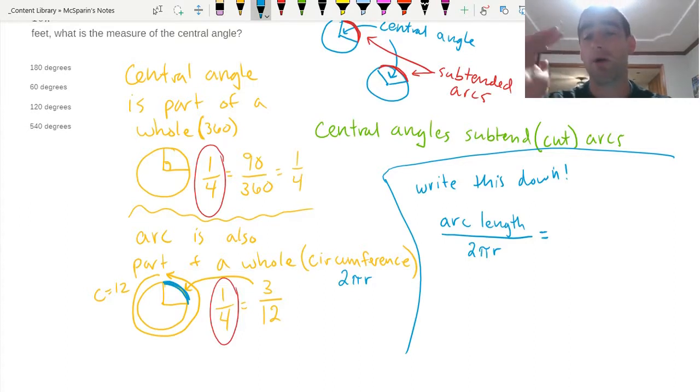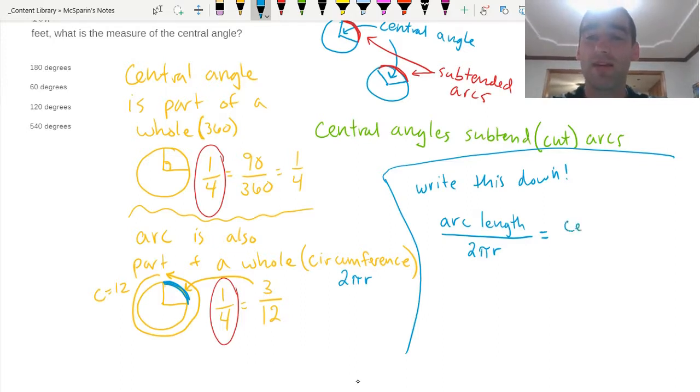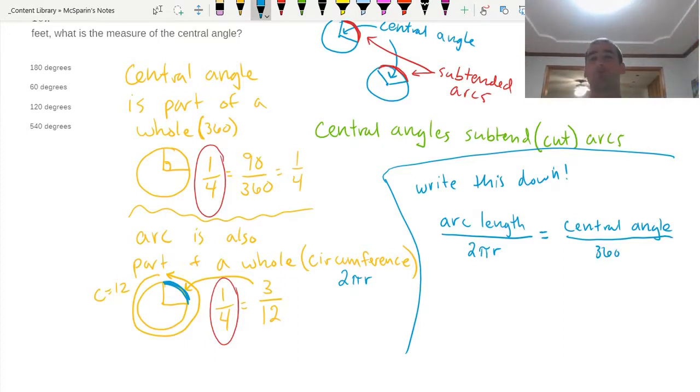So arc length is part out of the whole. So that's arc length out of circumference. And then I'm going to have central angle as my part, and my whole now is 360. That's your equation. If you can plug pieces into that equation, you can solve any of these problems. Any of them. So write this down.